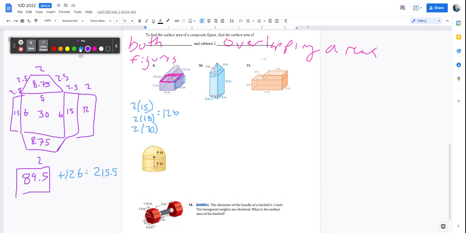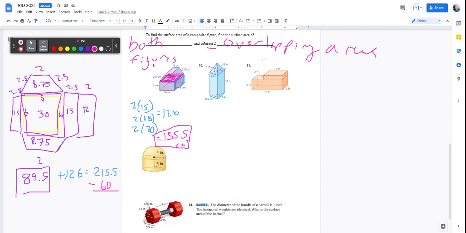The overlapping areas are the base, or the bottom, of the trapezoidal prism, which is that rectangle of 30 right there, this pink rectangle here of 30. And we've got to subtract it twice, because we've got to take it away from the 89.5 and we've got to take it away from the 126. So we're going to minus 30 and minus 30, which is really minus 60 from 215.5. And so our final surface area here is going to be 155.5 centimeters squared.